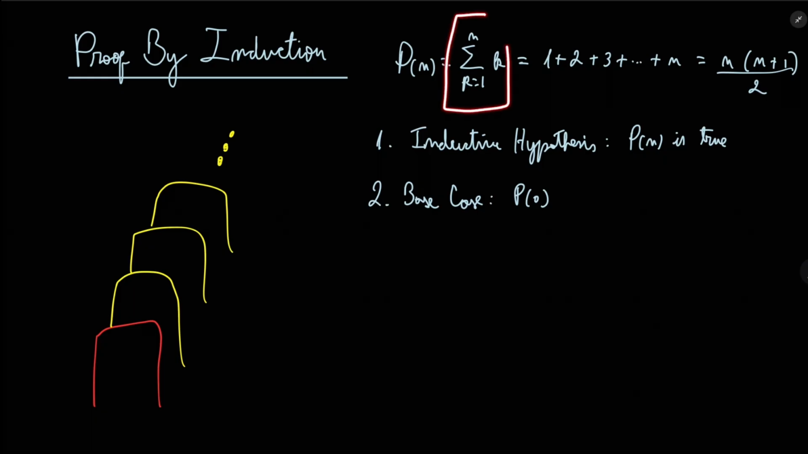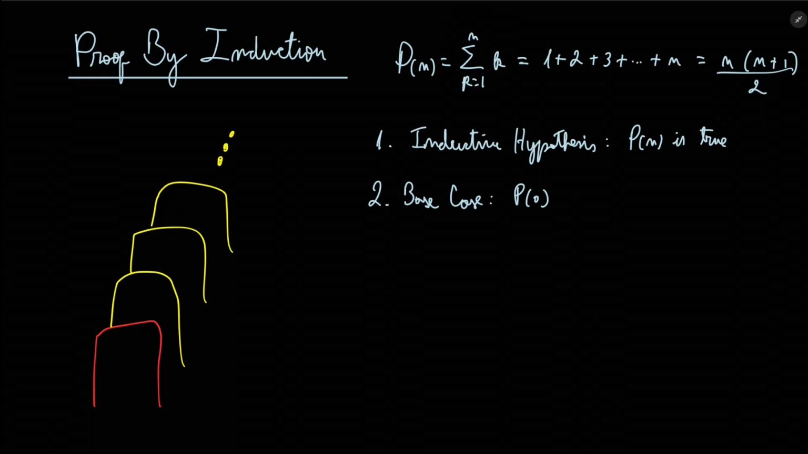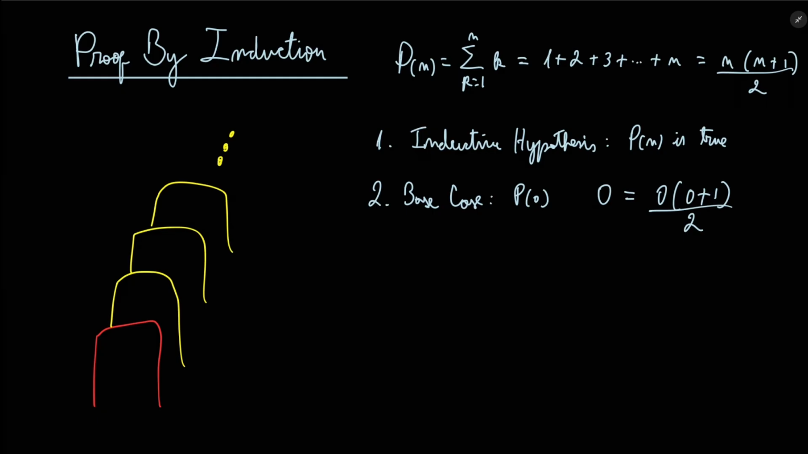That's why I prefer this kind of notation, because here it gets clear that we're just summing 0 numbers, which of course is equal to 0, and then we're saying that 0 is equal to 0 times 0 plus 1 over 2. This is just the formula that's part of our statement, and of course this is true. So we have our base case, and we can move on to the inductive step, in which we want to prove P of n plus 1 using P of n.